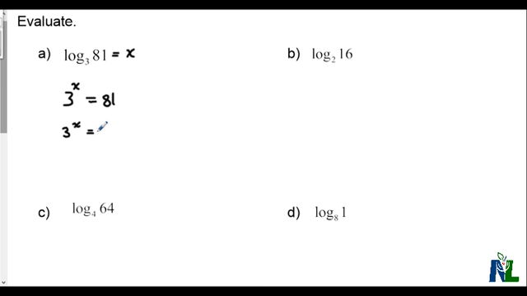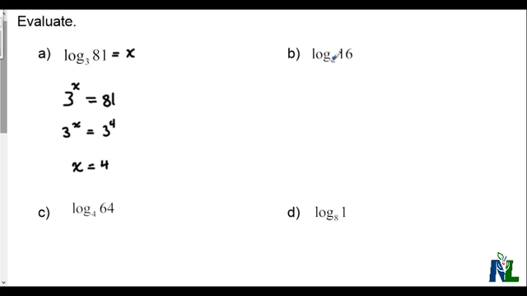Looking at 81, I could write that as a power of 3, or I'd say 3 to the 4. And now we know that the only way this could be true would be if the exponents are equal, so x would equal 4. Meaning that log base 3 of 81 equals 4.